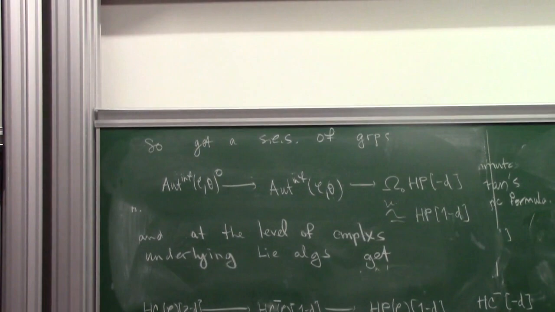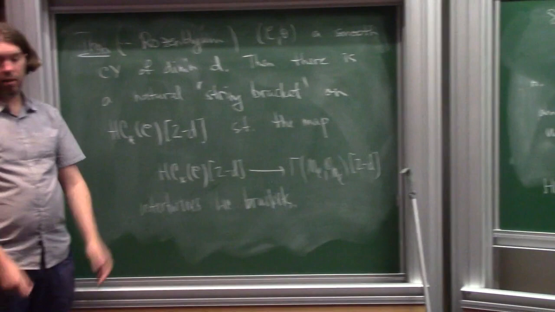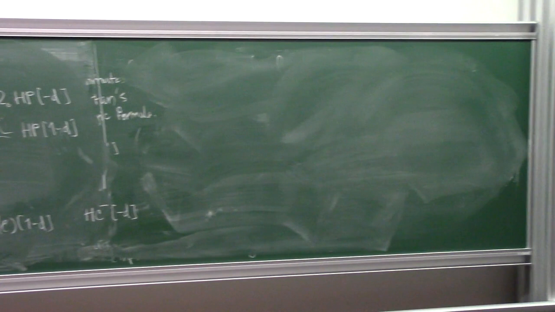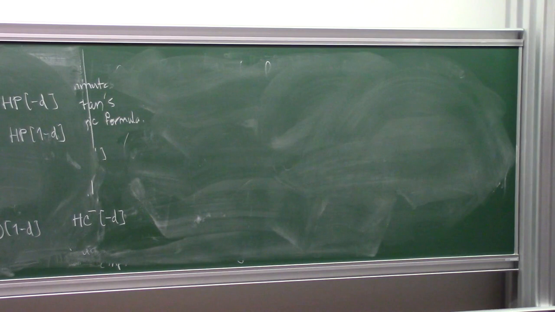And if you want to prove the full theorem, you just have to figure out what these things map to in terms of deformations on the moduli space. So the HC minus will map to symplectic deformations of the moduli space. The Lie algebra controlling those is closed one forms. This will map to the Hamiltonian deformations, which are the functions.